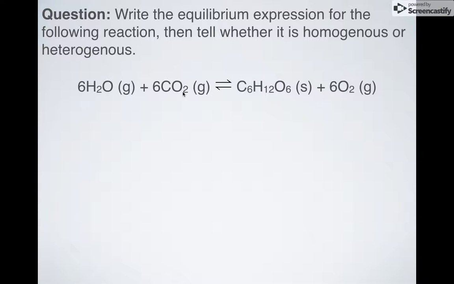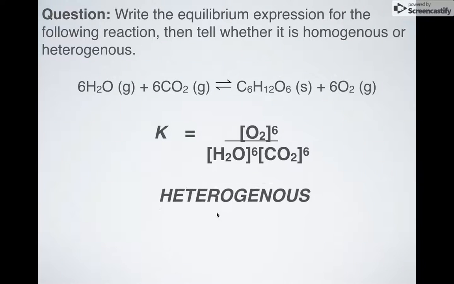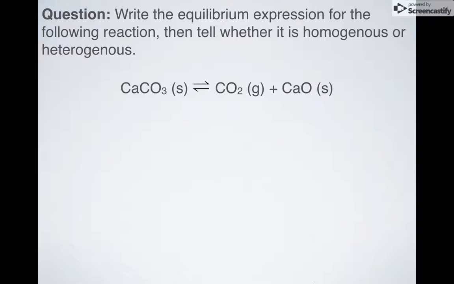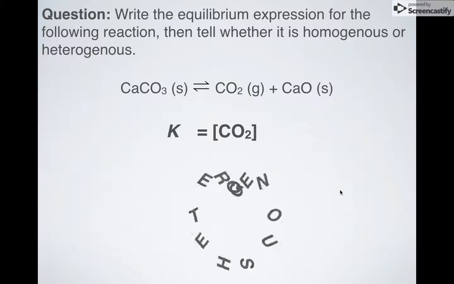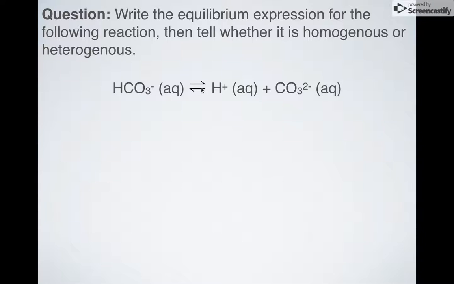What about this one? Answer: that is going to be my product. These are my reactants. I didn't include sugar because it is a solid in this situation, and that means that it's heterogeneous. I have solids and gases. What about this one? Answer: CO2. Again, these are solids, and so is it heterogeneous or homogeneous? Heterogeneous.